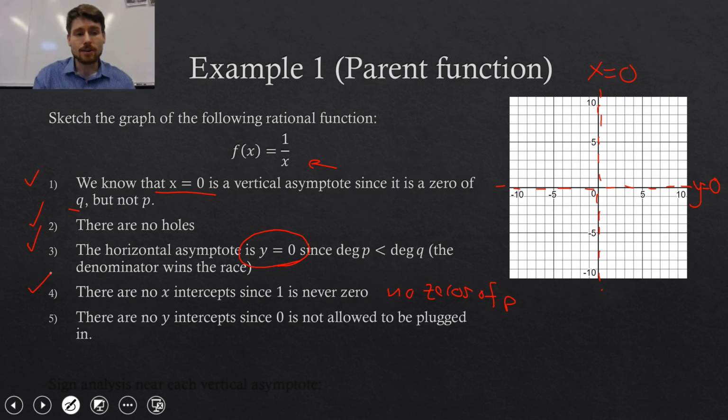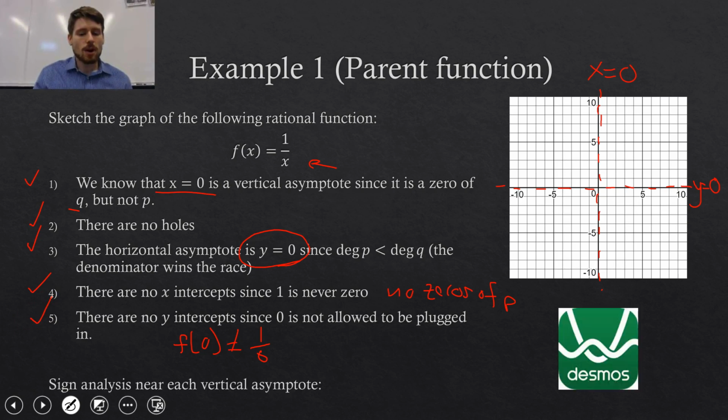There are no y-intercepts either. Why are there no y-intercepts? Well, if we try to plug 0 in, f of 0, we get 1 over 0. That's not allowed, right? 0 is outside our domain. That's our vertical asymptote. So it doesn't hit the y-axis anywhere. So we have no y-intercepts. So we can skip that.